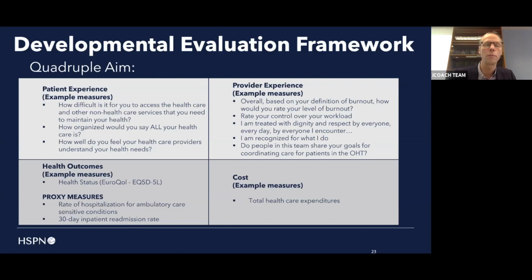And questions we might be wanting to know from individuals is how difficult it is for them to access care and other non-healthcare services that they need to maintain their health. So the focus is on health, but we understand that all of care may not be delivered by a healthcare provider. And then, also this one actually comes right out of the healthcare experience survey around how organized would you say all your healthcare is, and we're intending to use that as a backdrop. And also with individuals understanding how well they feel their healthcare providers understand their needs.